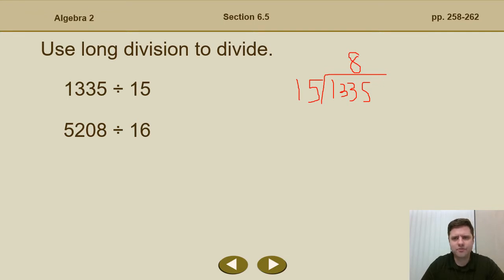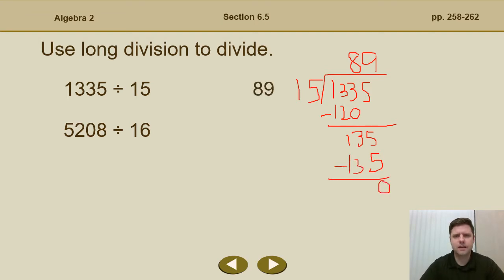8 times 5 would be 40. 4 plus 8 would be 12. So we get this. We'd subtract that then from 133, and we get 135. And then we just have to ask, how many times does 15 go into 135? Well, again, we know that 8 did it to 120, so just one more, right? 9 times should be 135. It'd be 45. 9 times 5 is 45. 4 plus 9 is 13. We subtract that, and we get 0. And so our answer would be 89.